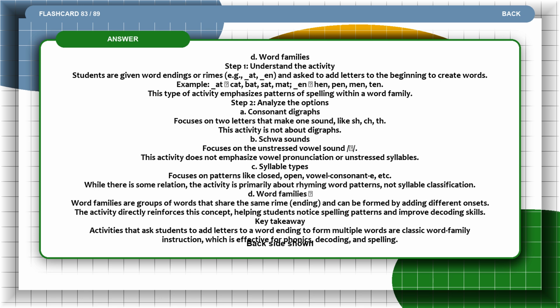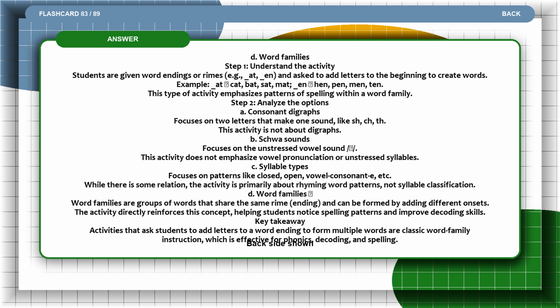Step 2. Analyze the options. A. Consonant digraphs focuses on two letters that make one sound, like sh, ch, th. This activity is not about digraphs. B. Schwa sounds focuses on the unstressed vowel sound schwa. This activity does not emphasize vowel pronunciation or unstressed syllables. C. Syllable types focuses on patterns like closed, open, vowel-consonant-e, etc. While there is some relation, the activity is primarily about rhyming word patterns, not syllable classification.